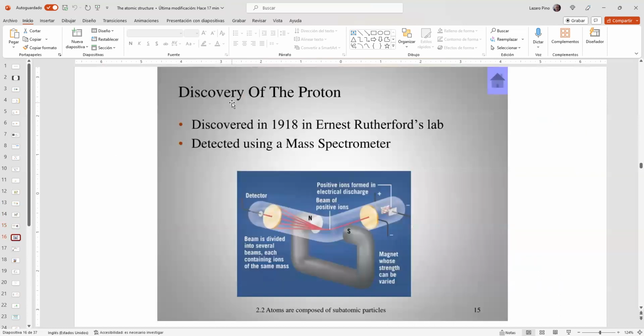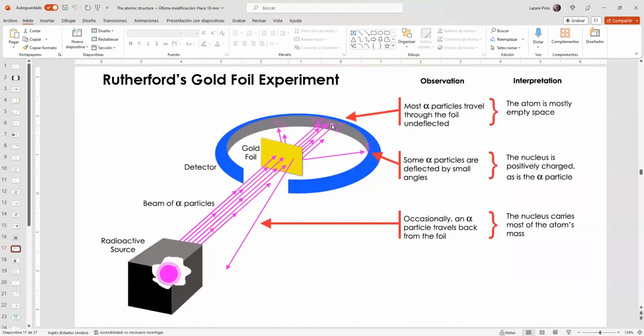But after that, one of his students discovered, in 1918, the proton, and it was Rutherford. He could detect that there were not only negative charges, but also positive charges. And he continued doing experiments, and he made the experiment that is known as the gold foil experiment.